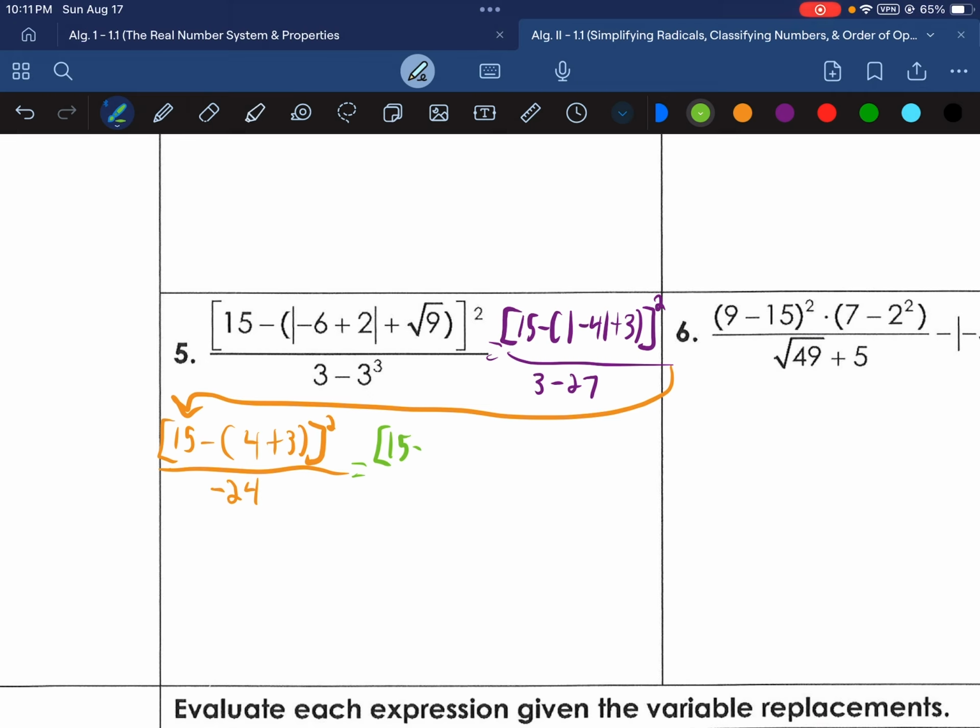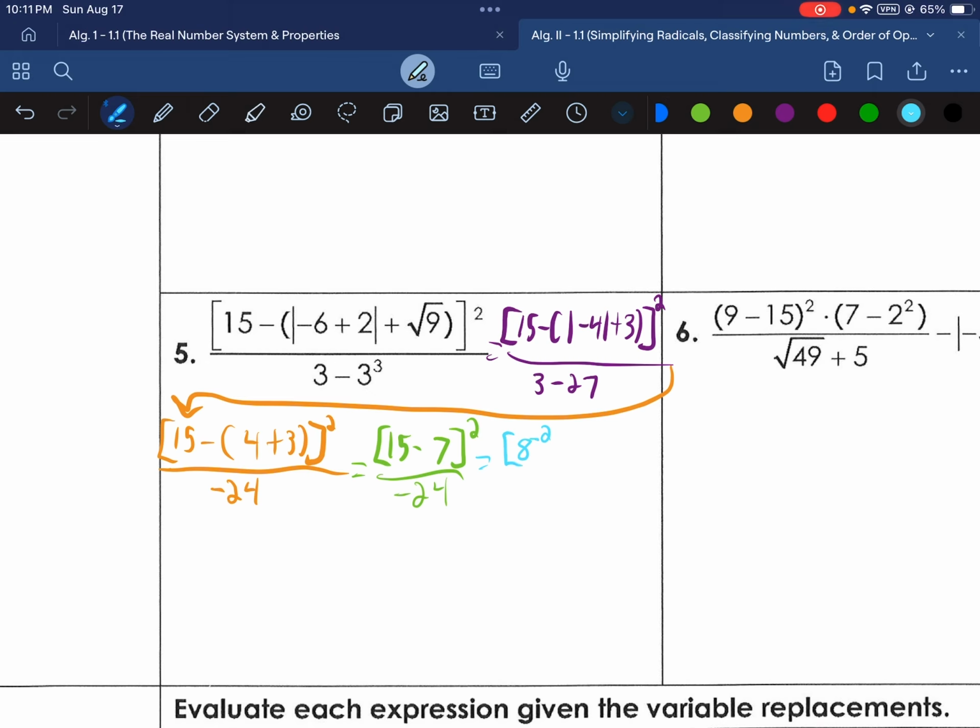Next up, 15 minus is still just hanging out waiting its turn. 4 plus 3 comes next, and that gets us 7. If you want to put that in parentheses, that's fine. It won't affect anything one way or the other. 15 minus 7 is now 8.